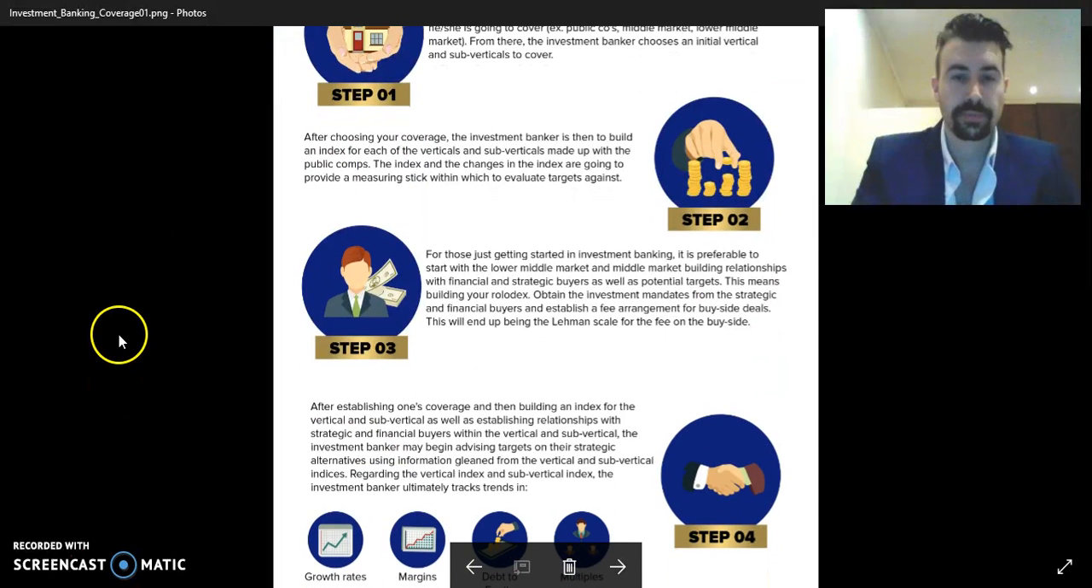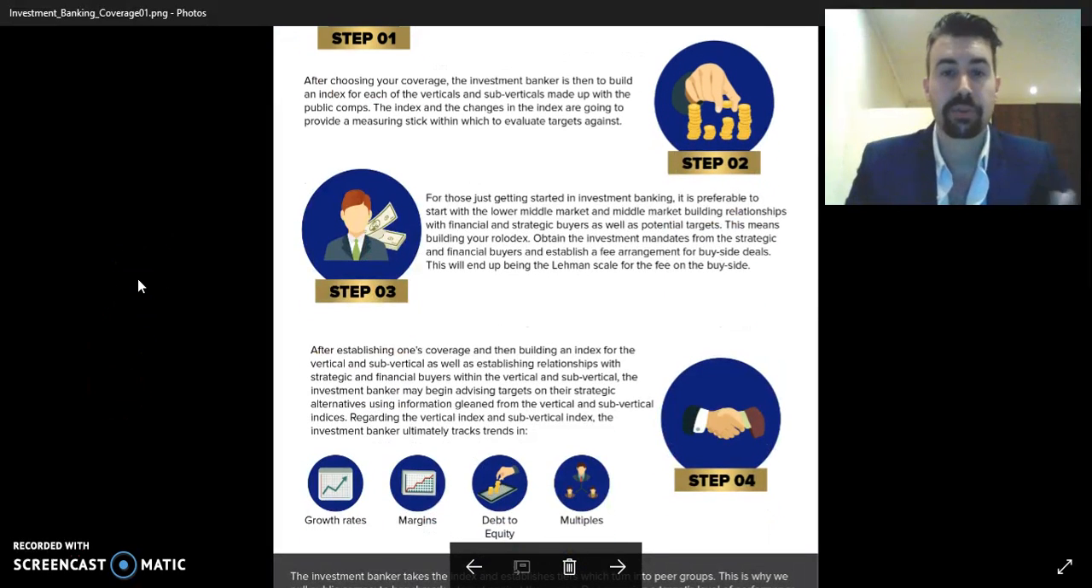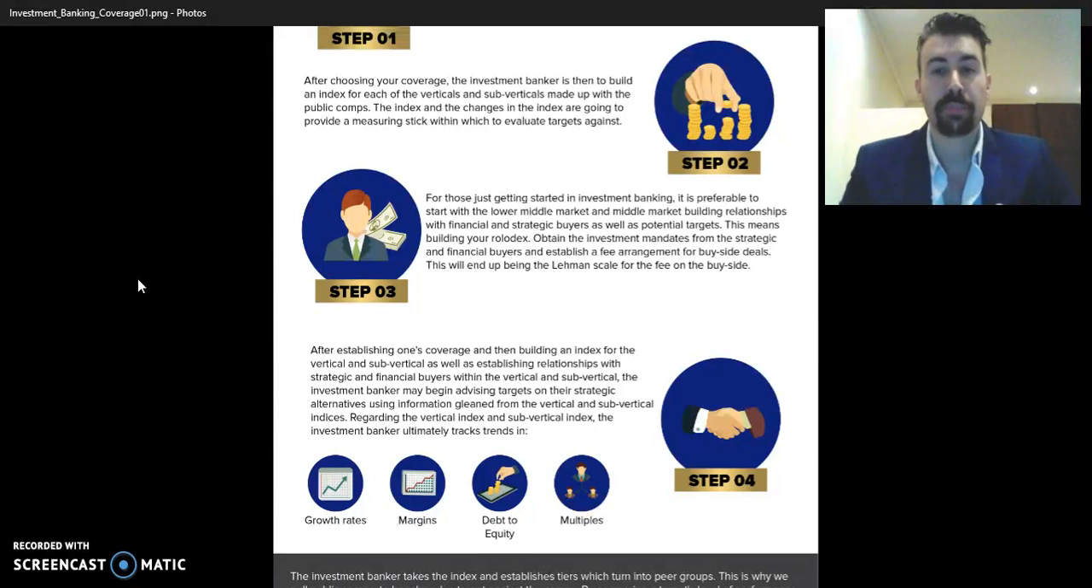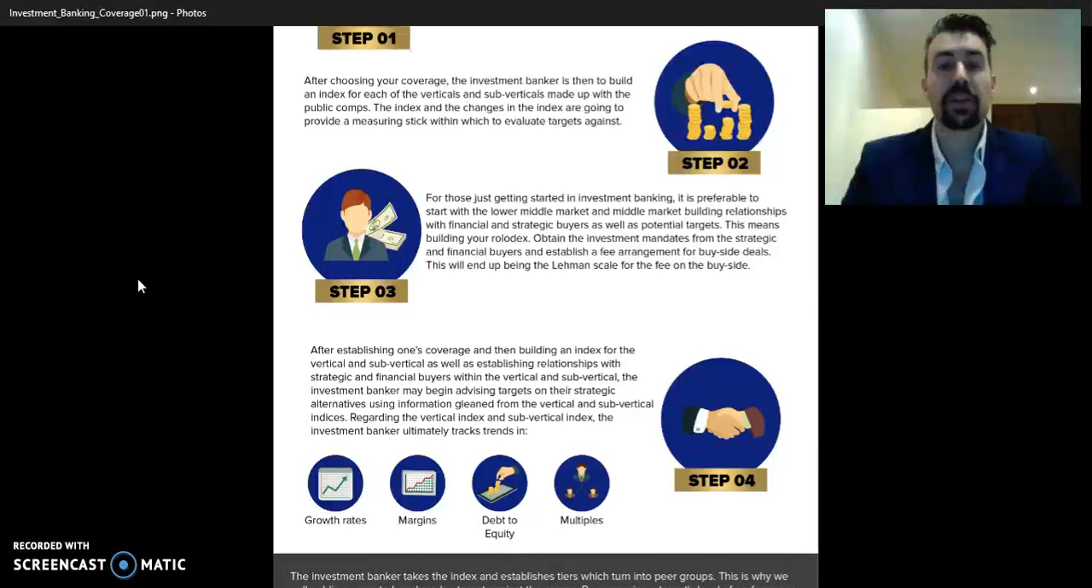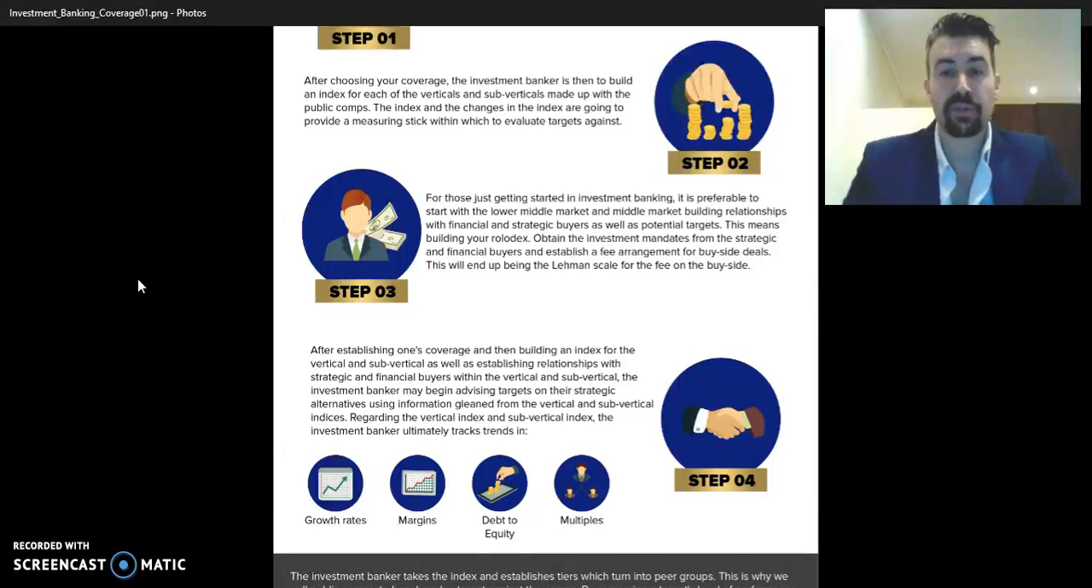In step 3, for those just getting started, it's preferable to focus on the lower middle market and middle market. And what we're going to be doing is building relationships with financial and strategic buyers as well as potential targets. And this means building your Rolodex. The reason we're reaching out to financial and strategic buyers is we're going to be getting their investment mandates. And we're going to be establishing a fee agreement for buy-side deals. And so this ultimately ends up being the layman scale for the fee on the buy side. And we're going to talk about what exactly that means and what the fee structure actually looks like in the investment banking course at investmentbankingu.com.